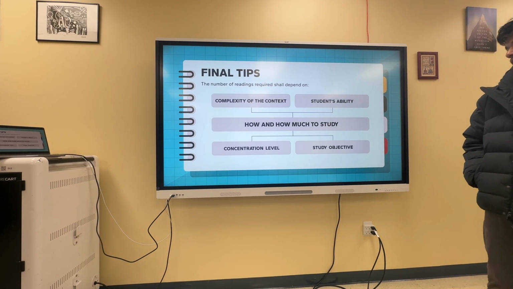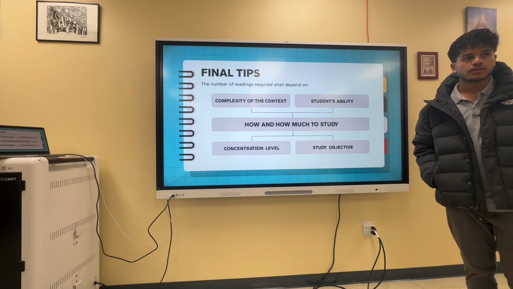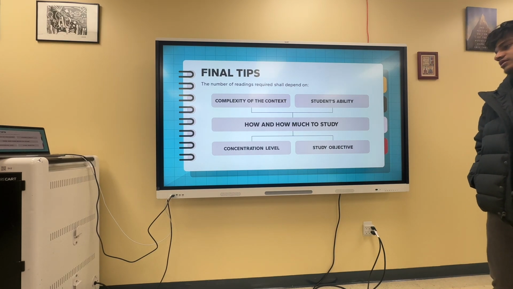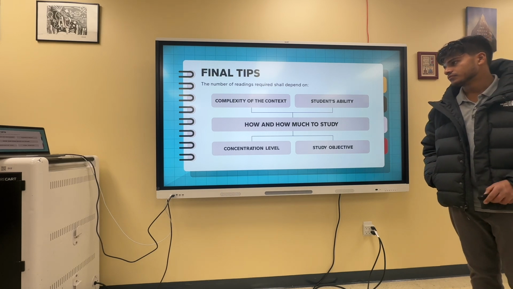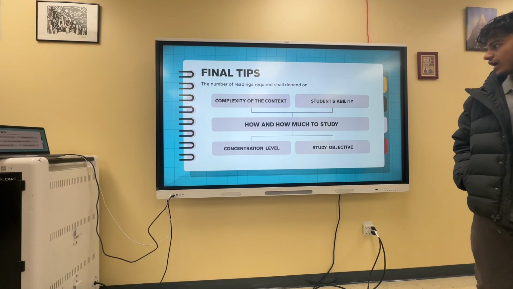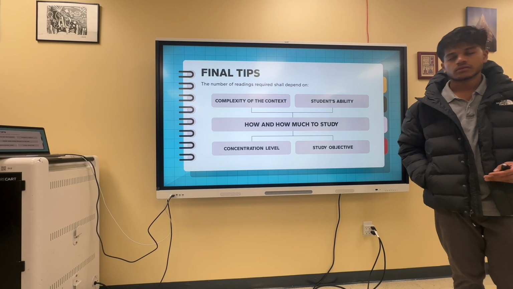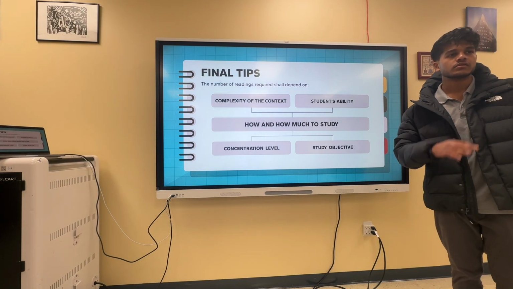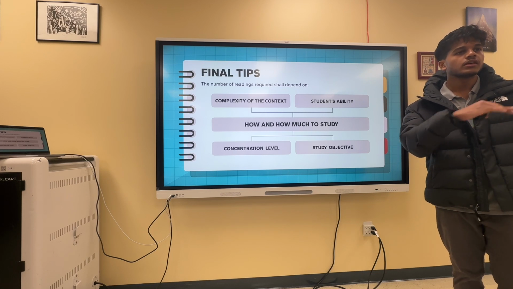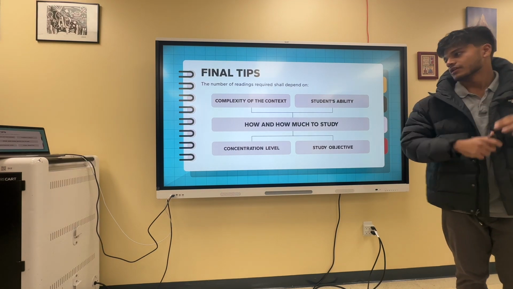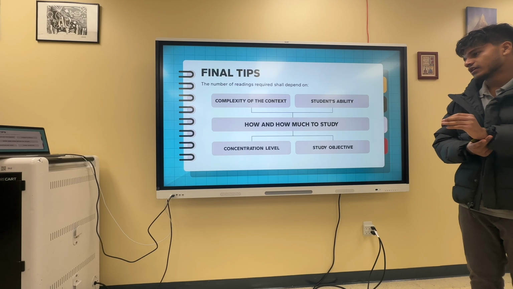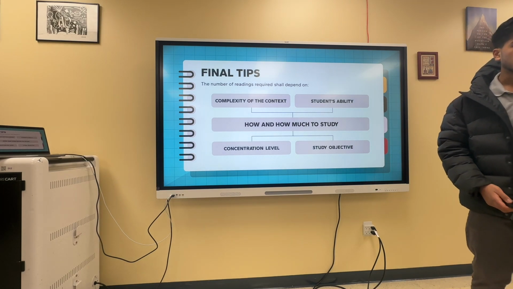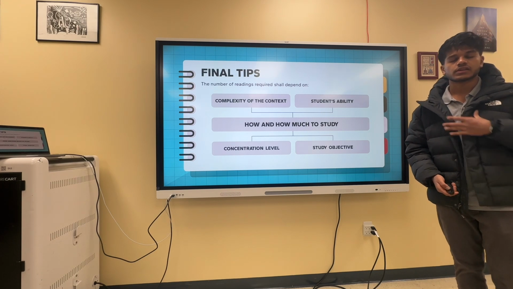The student's ability can always increase the more you study, and that's why it links up with how much and how to study. The complexity of the text is right here, and the student's ability is right here. The more you study, the more you're going to get to this level, and that's what you want to achieve. That's why Detroit United Pathways are here to teach you some study strategies.